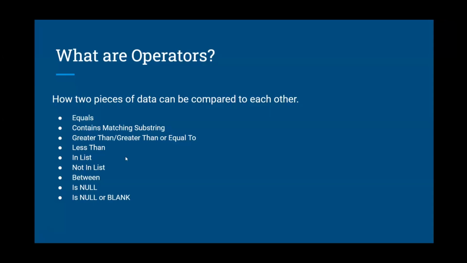No. Does it match this branch? Yes, I will include it. So even though it was no to the first two, it was yes to the third, and therefore it gets included. So in list is really useful at the org unit level.